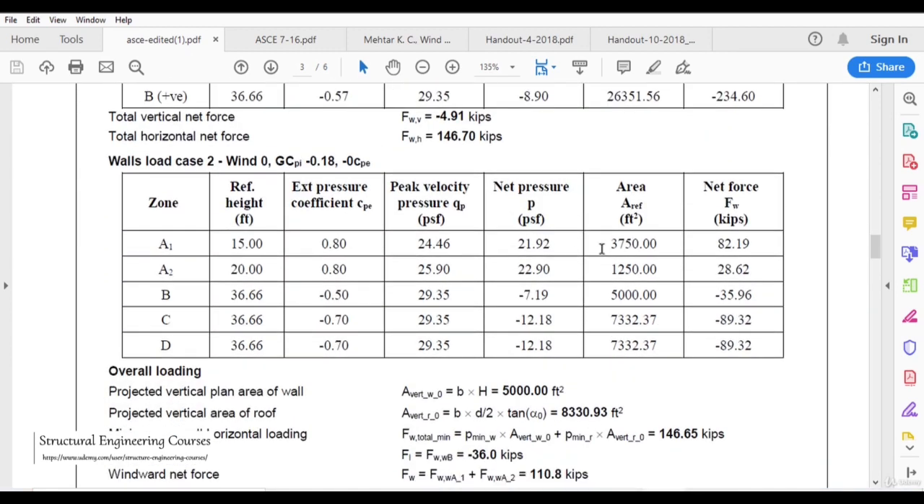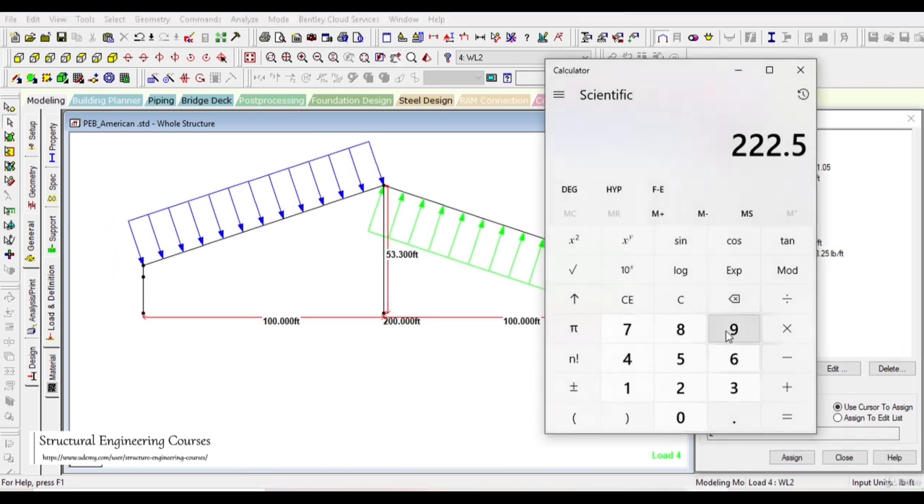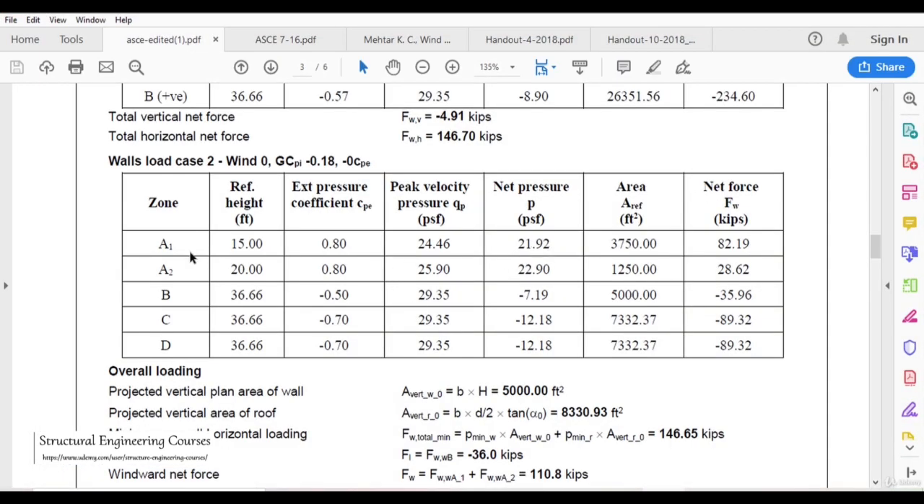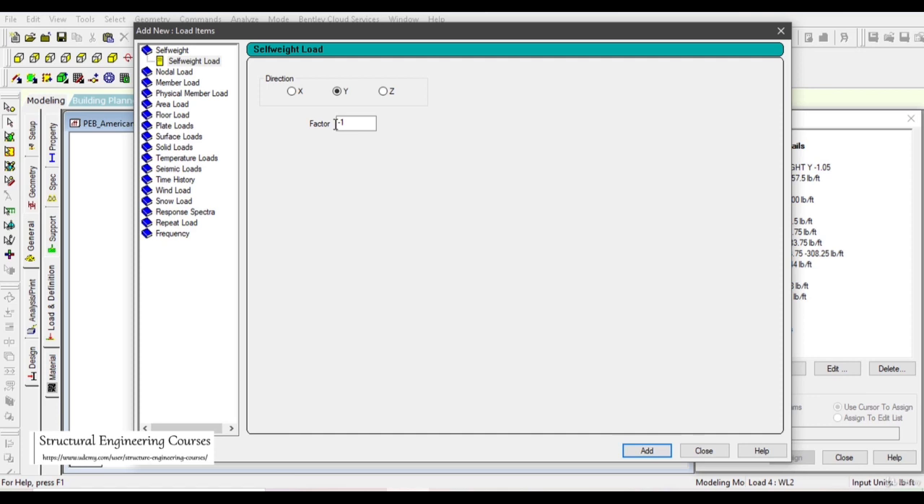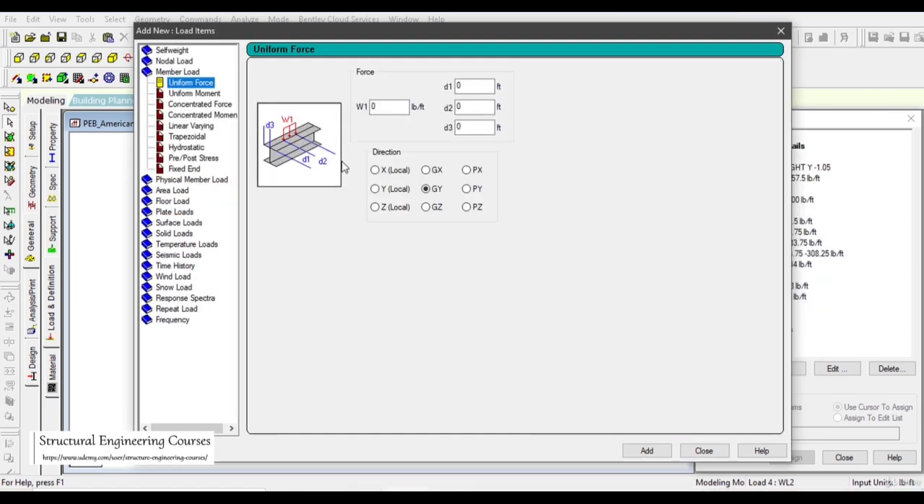Now for walls we can refer to 21.9 to 22.9 and minus 7.19. So on the conservative side, what we can do is apply the 22.9 loading only. So we can just go to this 22.9 into 25, so it comes out to be 573. For the windward face, A1 and A2 are the windward face, so it comes out to be this 573. So member load direction shall be global X and 573.